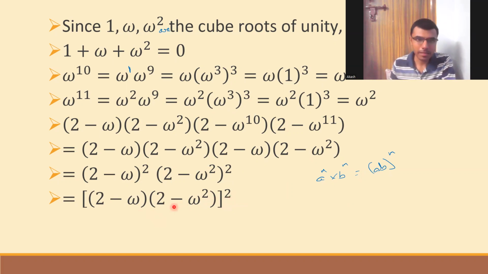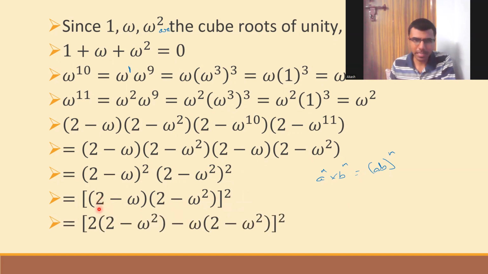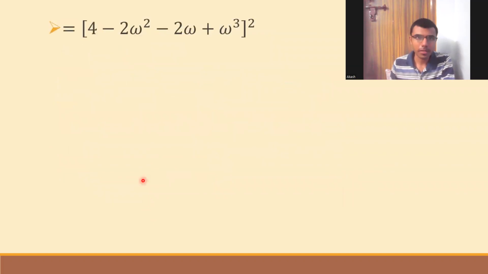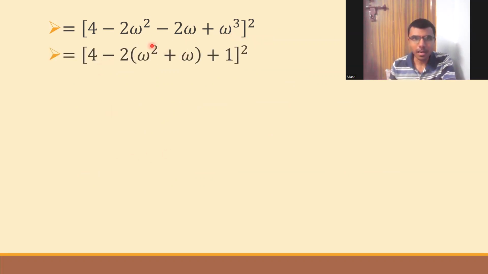Now basic multiplication, basic expansion: 2 into 2 minus omega square, minus omega into 2 minus omega square. Now 2 into 2 is 4, and minus 2 into minus omega square would be minus 2 omega square. Likewise, this is what I have, and plus omega cube. Omega cube, as you remember, is 1. Also take minus 2 common in these two terms, I get omega square plus omega.